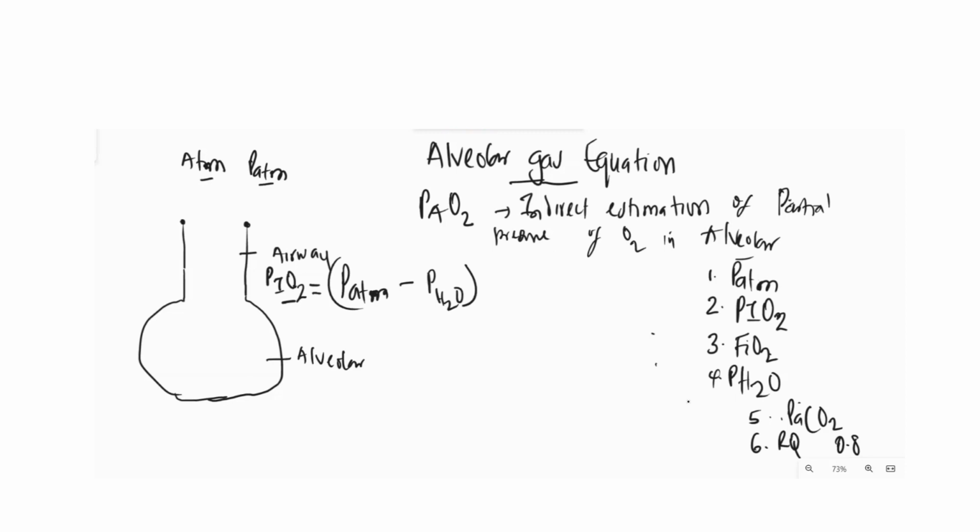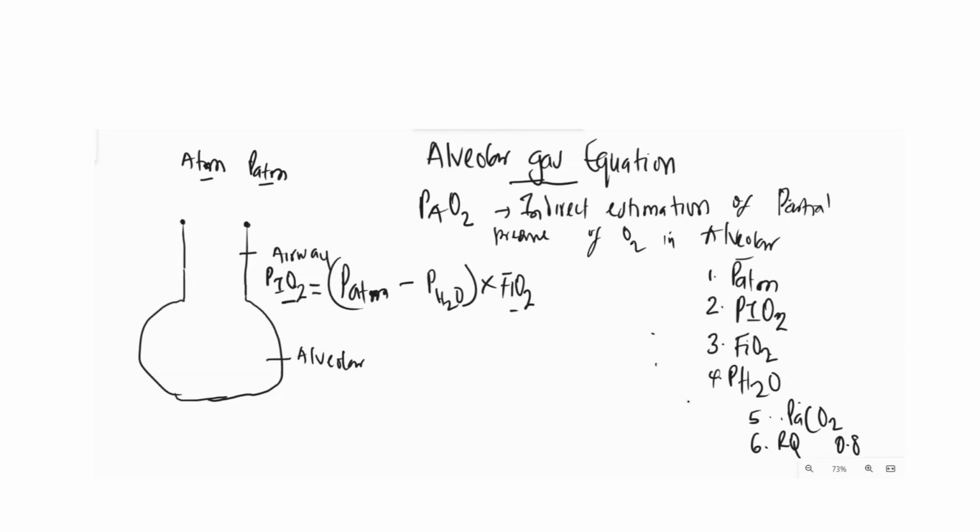And out of all this gas, we have to multiply by our FiO2. The FiO2 is the fraction of the inspired oxygen, because not all of the gas is oxygen, just 21% of it is oxygen. So we have to multiply by our FiO2.